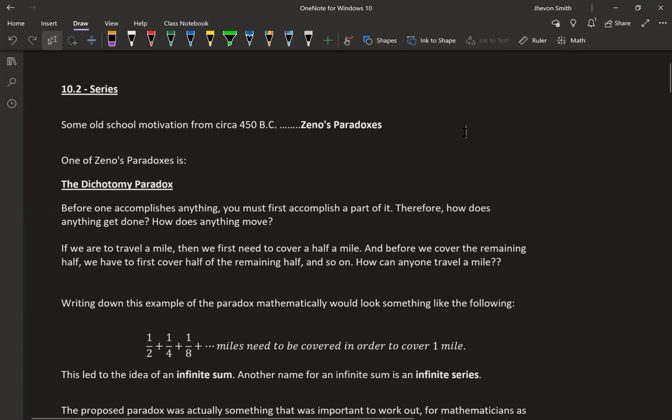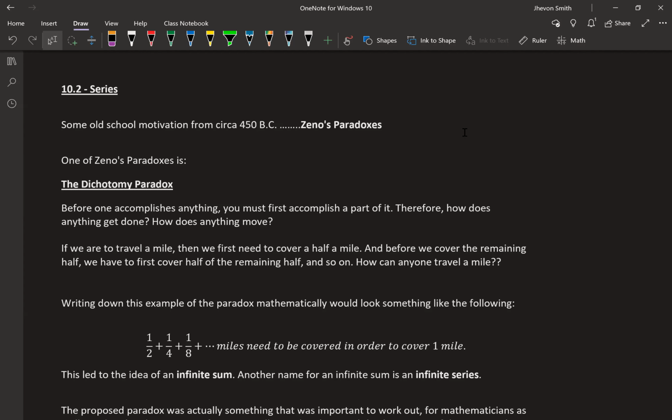So in order to cover a mile, you have to cover a half plus 1/4 plus 1/8 plus 1/16 plus ... to cover the mile. But this means to cover a mile, you have to cover an infinite sum of portions of a mile. How does anyone ever cover a mile? They'd have to be able to add up infinity, right? So this was the paradox. How do you actually walk a mile? Can it actually be done?